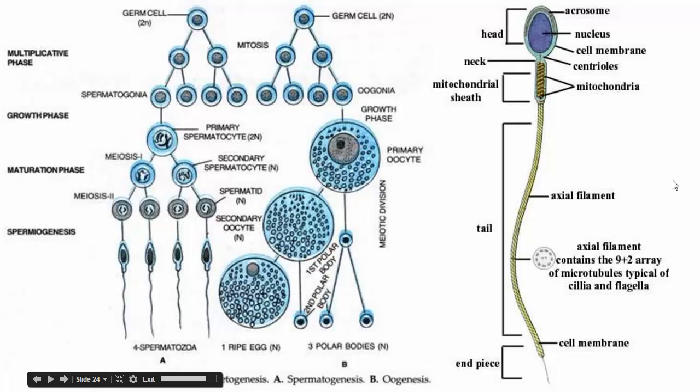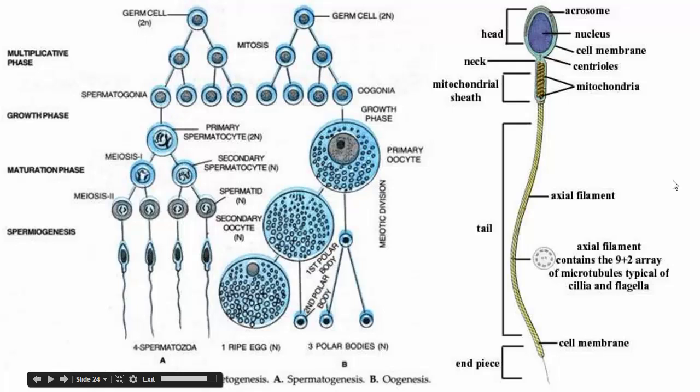This happens in the testes, but the final maturation of those sperm cells, when they start to become motile, when the flagellum starts to function properly, happens in the epididymis, which is an area outside of the testes. So that's how sperm cells are produced.